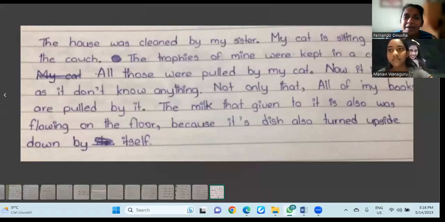House is cleaned by my sister. My cat is still near the couch. The trophies of mine were kept in a cupboard. All those were pulled by my cat.